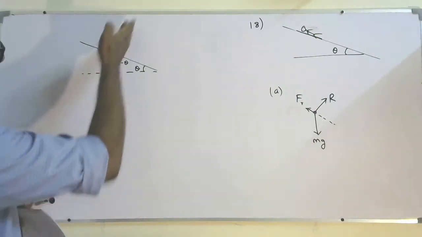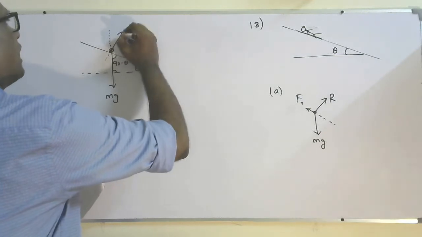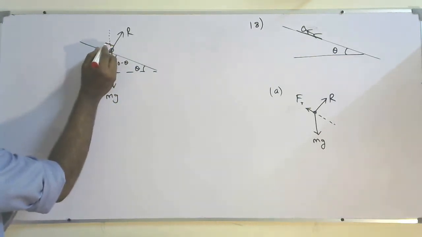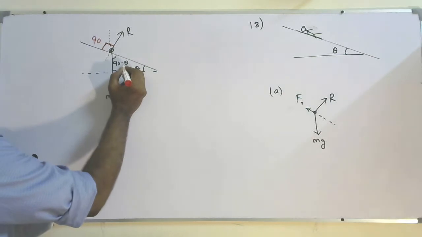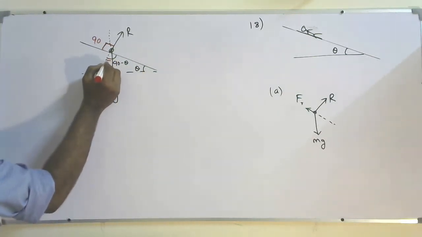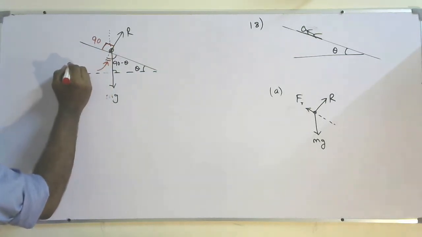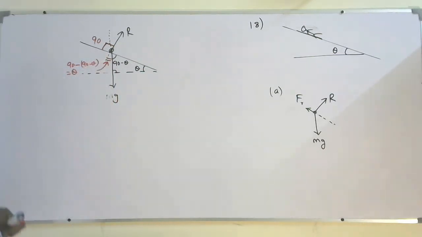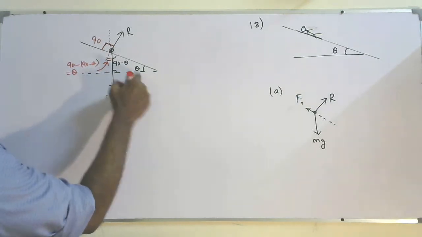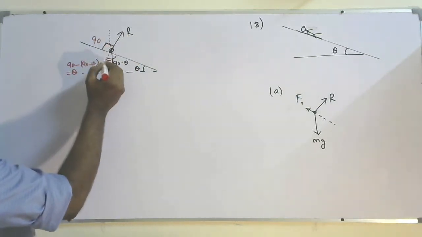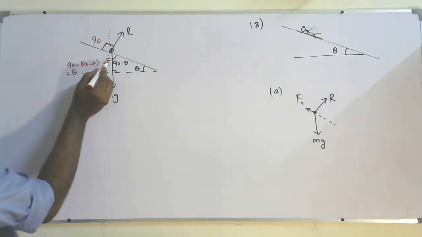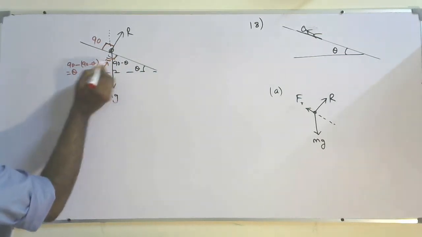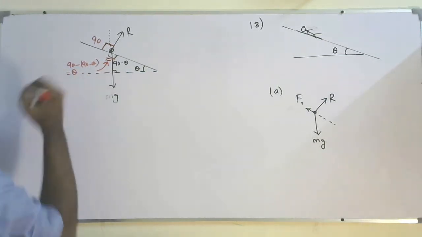Or I can consider this perpendicular line where I found the normal reaction. This is R. This is perpendicular to the slope, so this is 90 degrees. This is 90 minus theta. The whole thing is 90, so 90 minus (90 minus theta) will be theta. So this angle will be equal to theta. The angle between the normal reaction from the slope and the weight will be theta, because this whole thing is 90 and this is 90 minus theta.